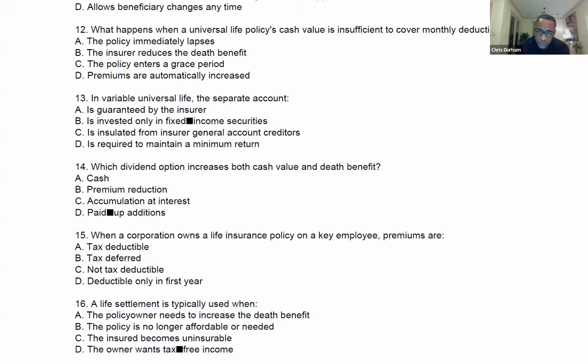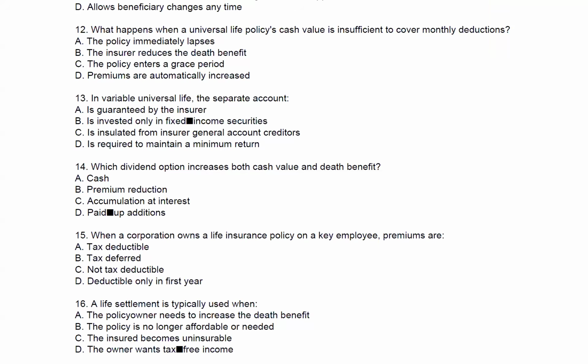And in this test we're taking right now, you would have had to use the process of elimination. A said guaranteed, so that's not right. B said fixed income. That ain't right, that's guaranteed. D, required to maintain a minimum return. Minimum means guaranteed, fixed. No, the answer would have been C. The answer is C. I got you. All right, next.